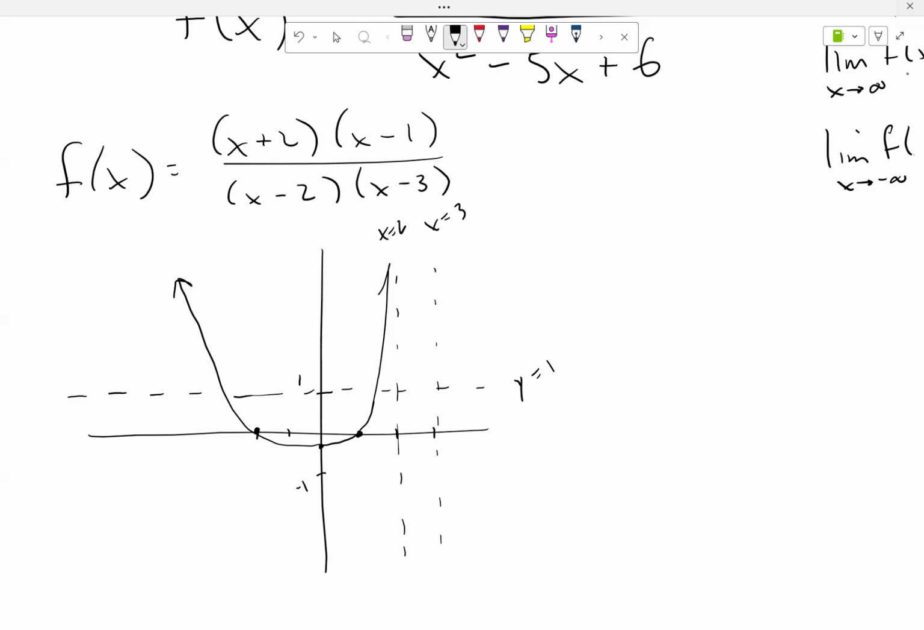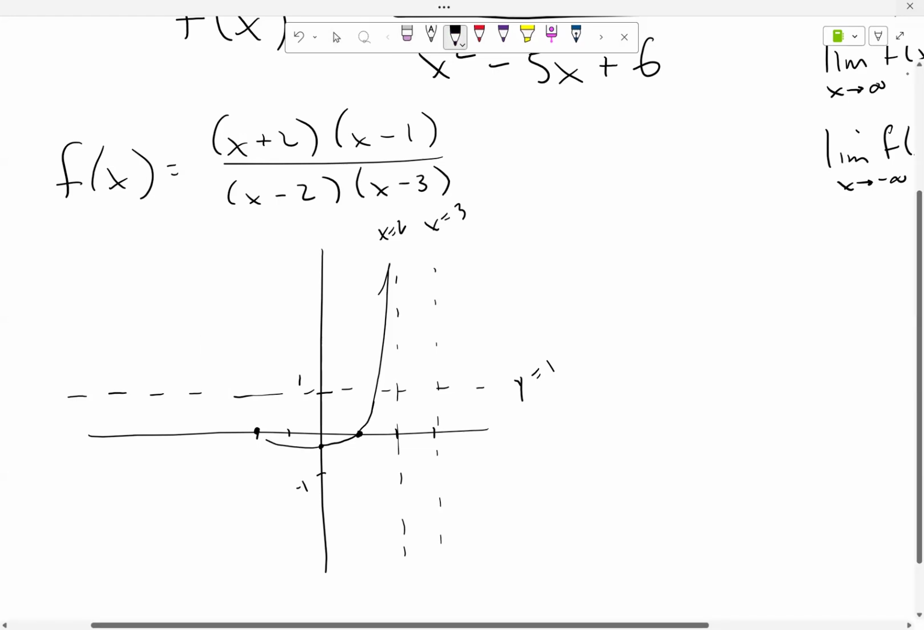Any other input? Jonas? If you try to solve for the horizontal asymptote, you should only really get one answer, and so it wouldn't make sense for it to be another one. There is no answer. Okay. Anything else?